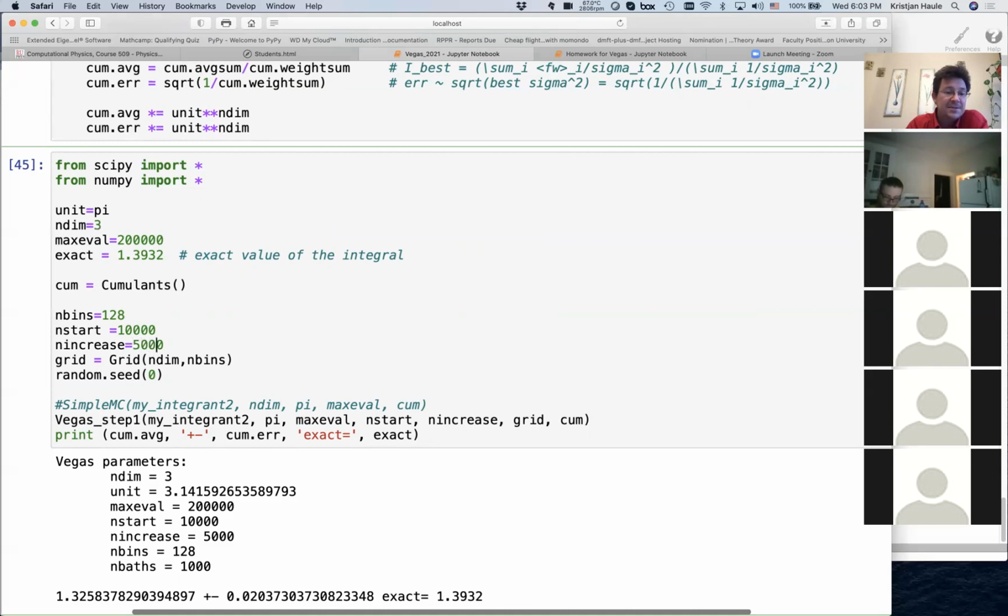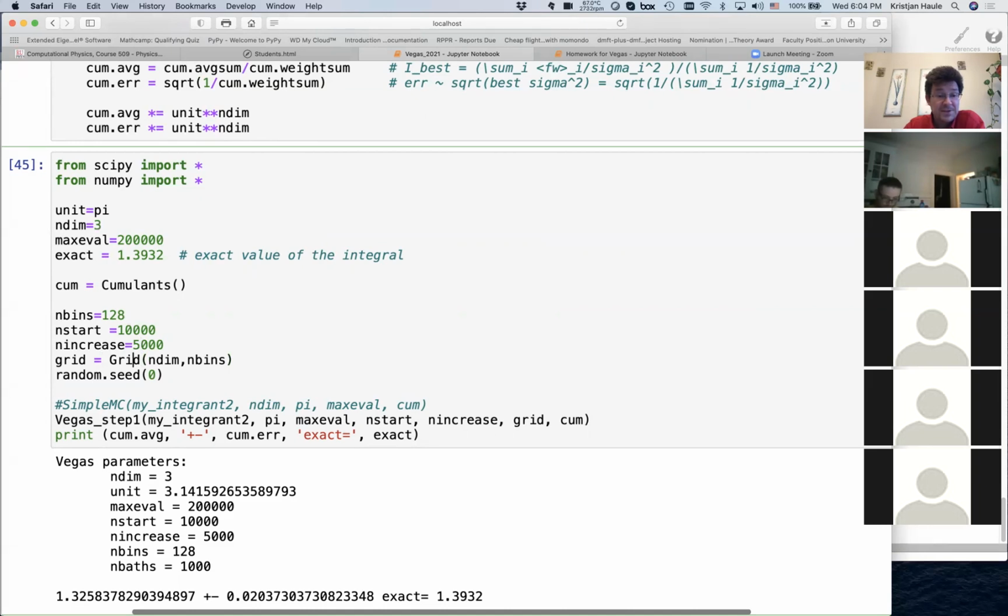And then at every next iteration, we're going to add 5,000 more function evaluations. So the first iteration is going to be 10,000, the next iteration is going to be 15,000, and then the next iteration is going to be 20,000, and so on and so forth. So every iteration we put in a little bit more function evaluations.